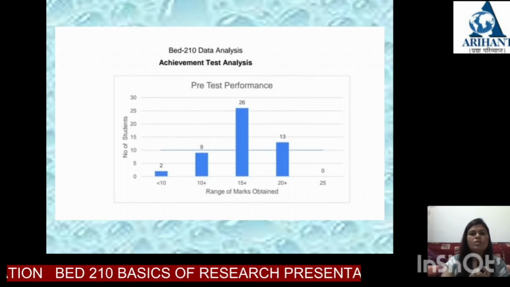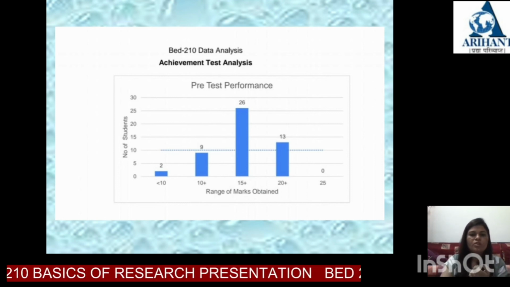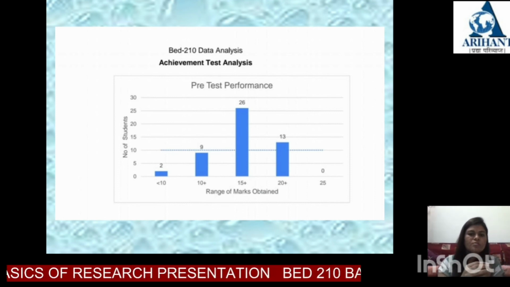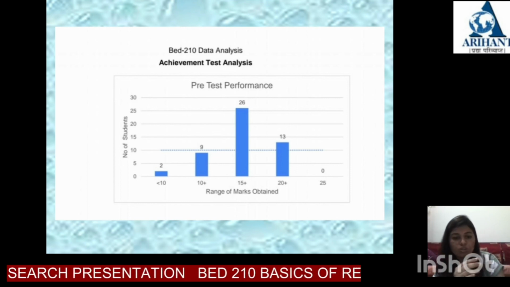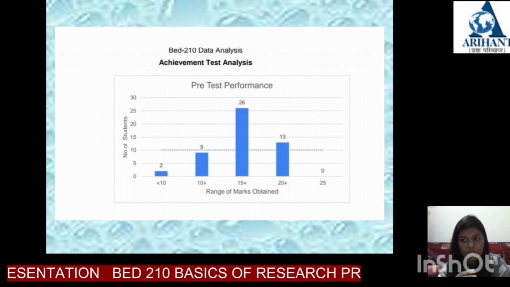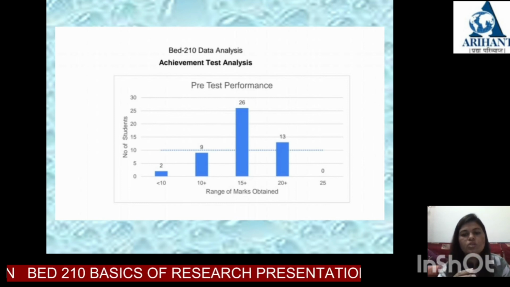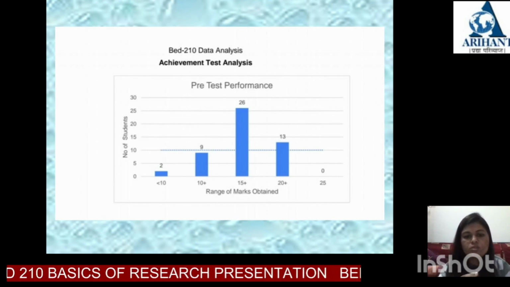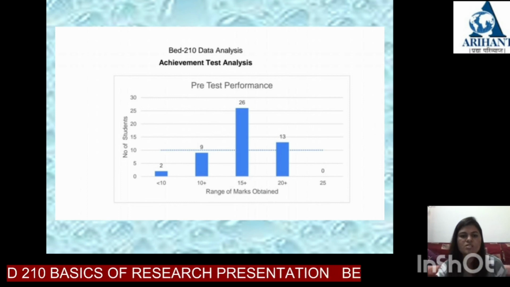Then data analysis, achievement test analysis. In the pre-test performance, there are 10 plus marks, and even below 10 marks are also there in the pre-test, which totally changed in the post-test. So before the actual experiment, students could not write the correct answers that effectively. You can see in this chart, that is 10 plus marks.